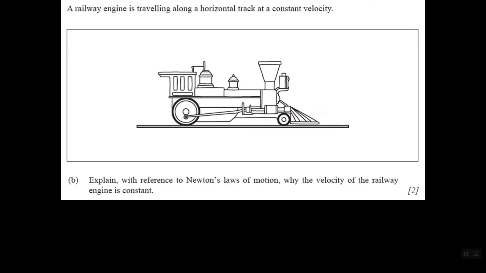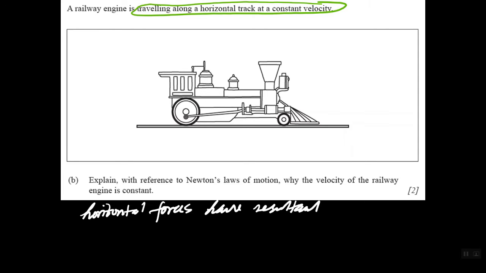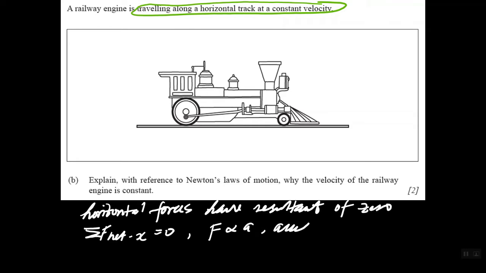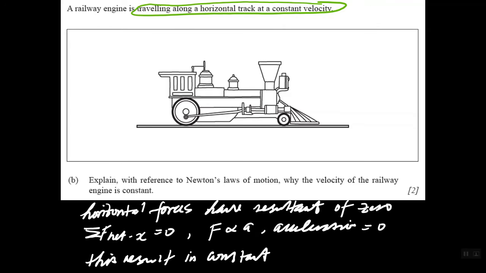The horizontal forces have a resultant of 0. In this case, the engine force minus the friction equals 0. And we know from Newton's second law, net force equals mass times acceleration. As the net force equals 0, the acceleration equals 0, and this results in constant velocity.